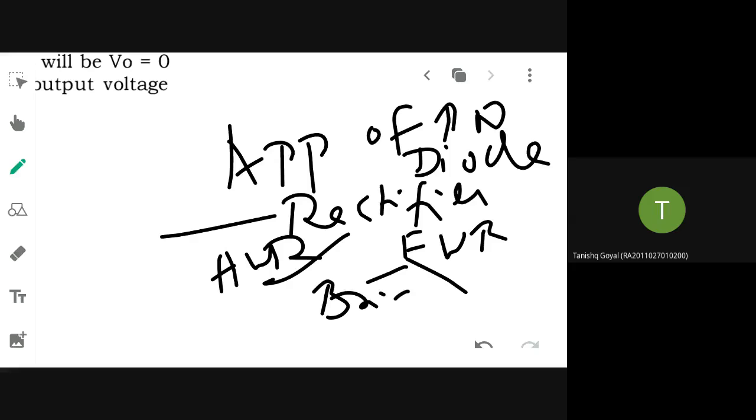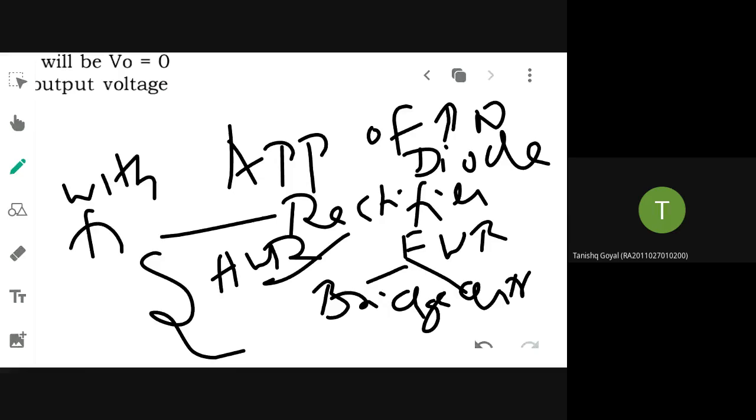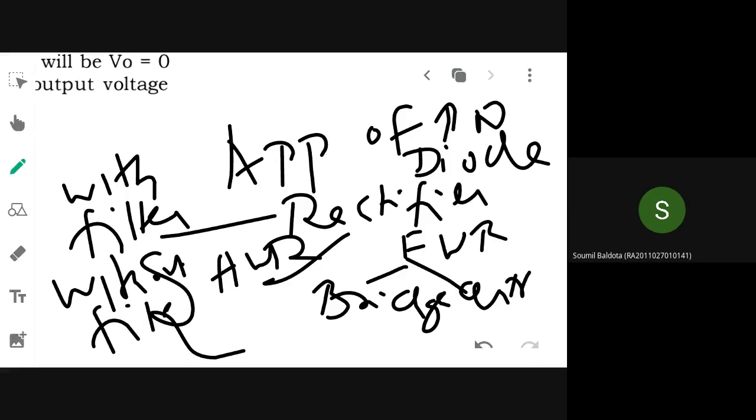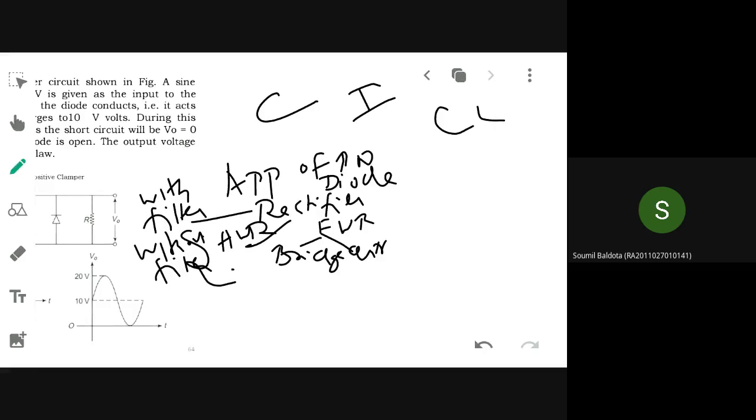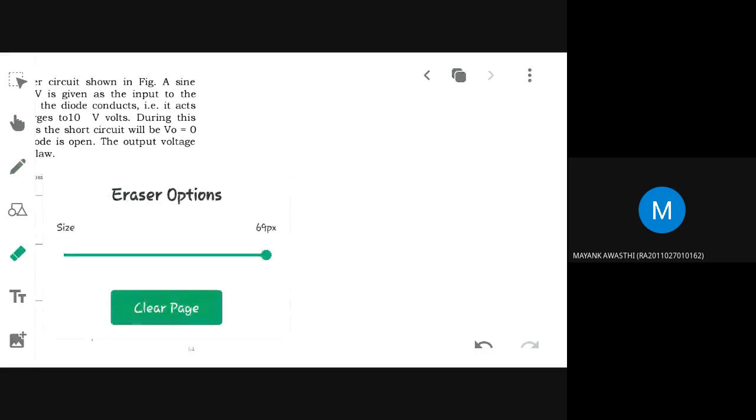These circuits may work with a filter and without a filter. So what are the different types of filters that you are having? Capacitor filter, inductor filter, LC filter, CLC filter, and pi filter. And then what are the other applications that you are having?